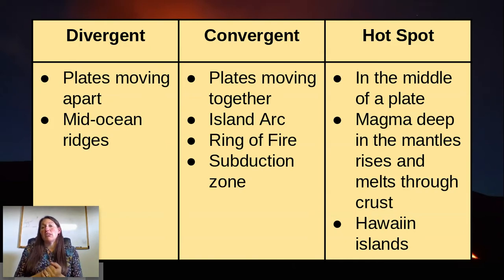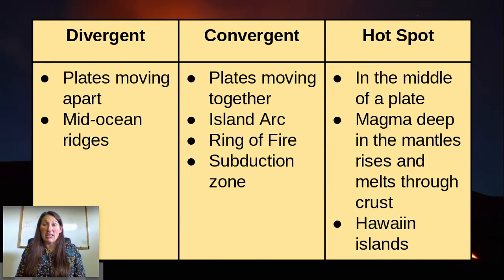The third type is our exception. I said that volcanoes form along plate boundaries, divergent, convergent. This is the one exception. There are hot spot volcanoes out there, and they can happen not at a boundary, they can actually happen in the middle of a plate. How is this happening? The magma that's deep in the mantle can rise and melt and actually come through that crust, not at a plate boundary.